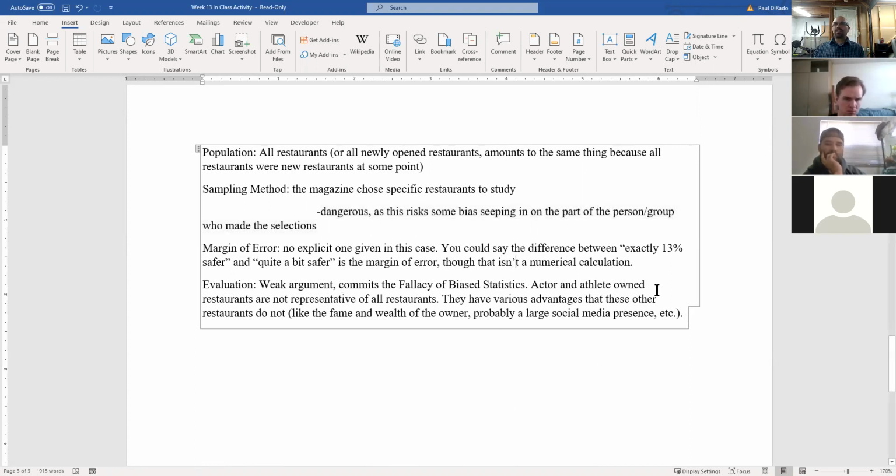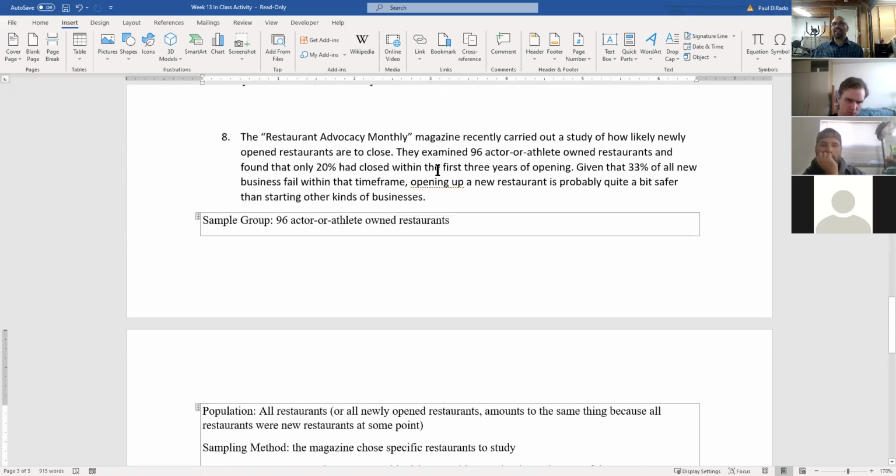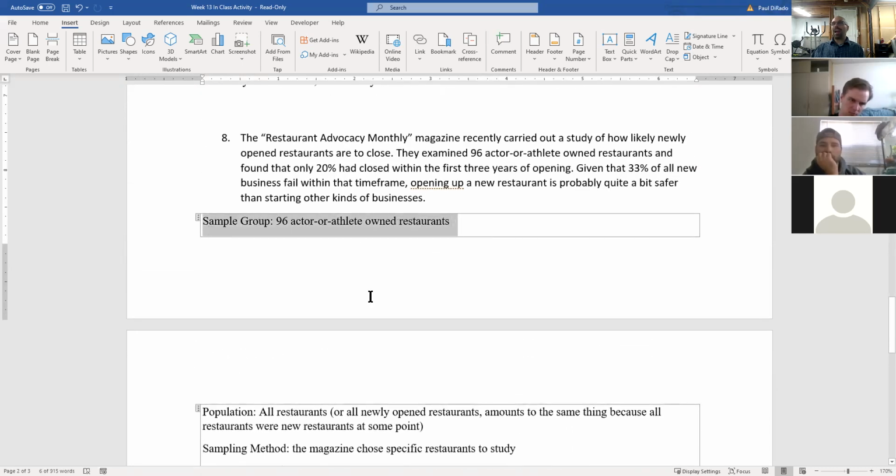Athlete and actor-owned restaurants just aren't representative of all restaurants, right? Why? They've got these advantages. They have various kinds of advantages that make you suspect that a restaurant owned by an actor or an athlete is probably far more likely to stay open longer than a restaurant without those advantages. Maybe the fame and wealth of the owner probably helps restaurants stay open, if the owner can afford to burn money longer. Also, actors and athletes probably have large social media presences, so maybe they can advertise better, and so on down the line. We have every reason to think that because of who we've sampled, we're leaving out restaurants that don't have those advantages, and those restaurants probably are in worse shape than the ones that we did sample.